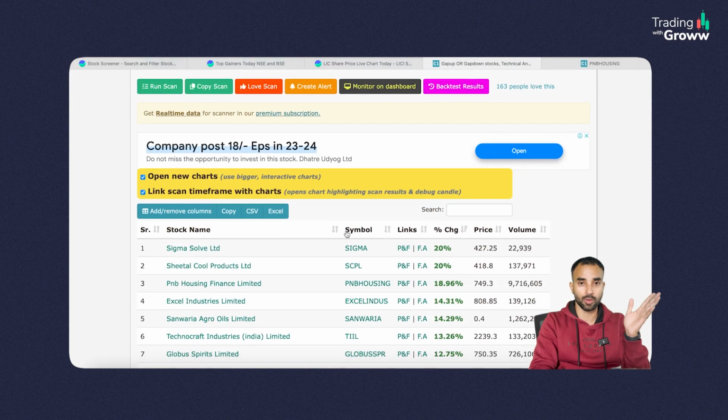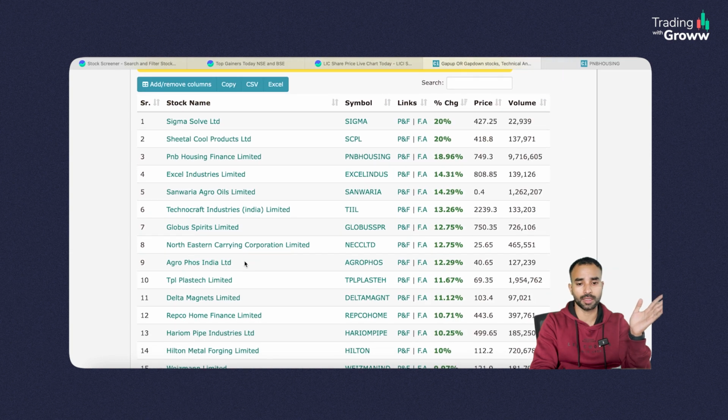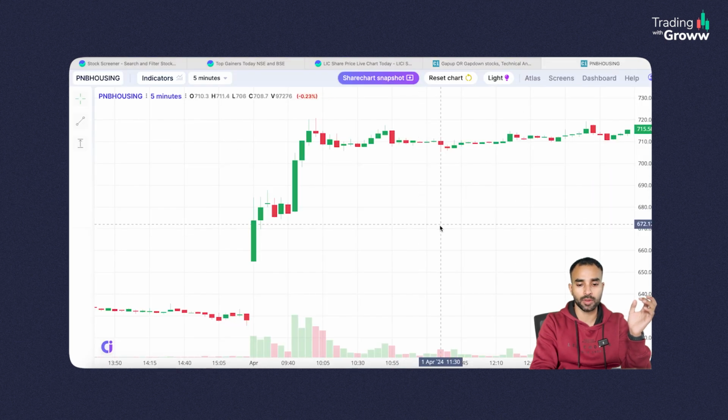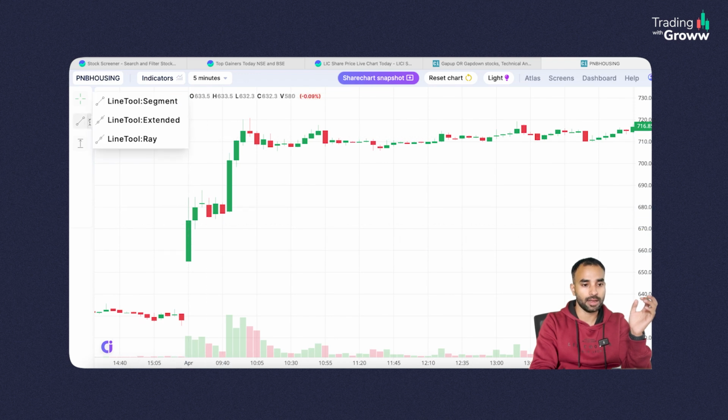So if you are going to go long, we can just look for stocks which have gapped up more than 3%. These were the list of stocks which gapped down more than 3% yesterday and had a phenomenal trend. For an example, consider PNB Housing. If you open the chart, you could clearly see that the stock, after a gap up yesterday, started breaking the initial range. The first 15 minutes range was broken here, and once that was broken, the stock started going up.